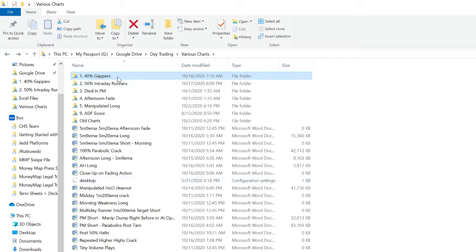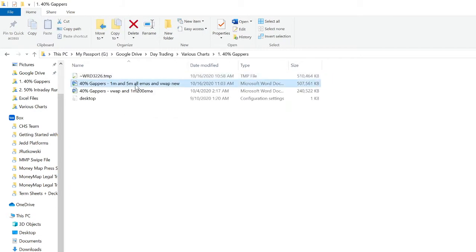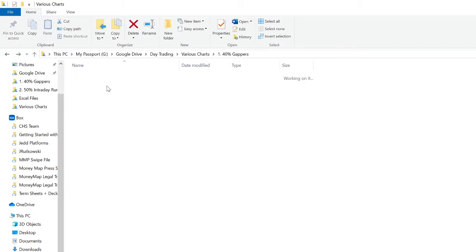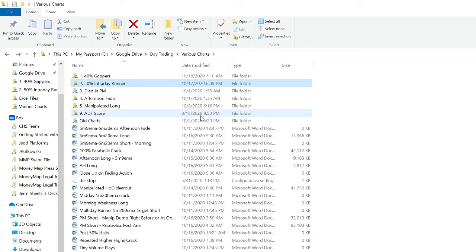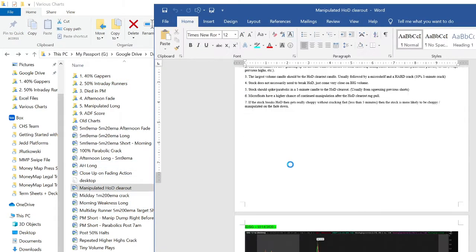And then, since your sample size is so huge, because I have every single 40% gapper for the past 20 years, and I have every single intraday runner for the past 20 years, you could get very, very specific with your criteria, and you can really zone in on what are the highest quality plays within that setup, right? So here's an example. So this is the manipulated high-day clearout.